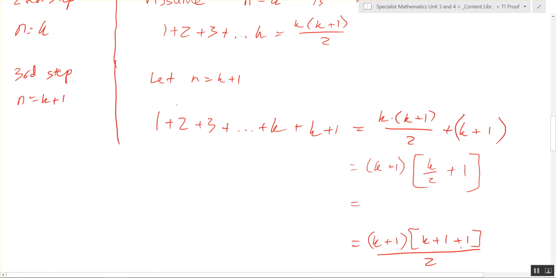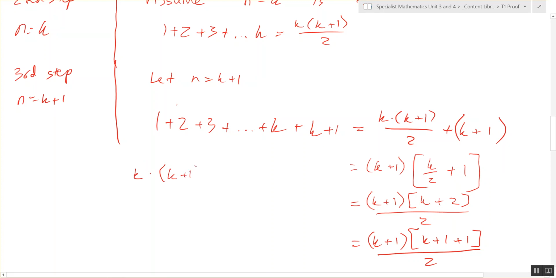So now we want it all to be over 2. This is going to be k plus 1, bracket k plus 2, over 2. So there's the factorized way, or there's the common denominator way. Yeah, I much prefer that. You like the common denominator? So I'll do the common denominator one.